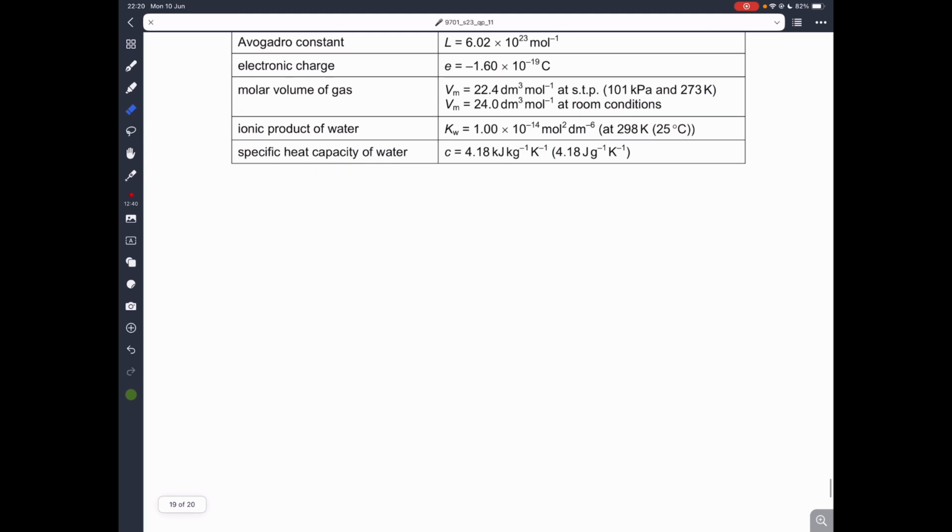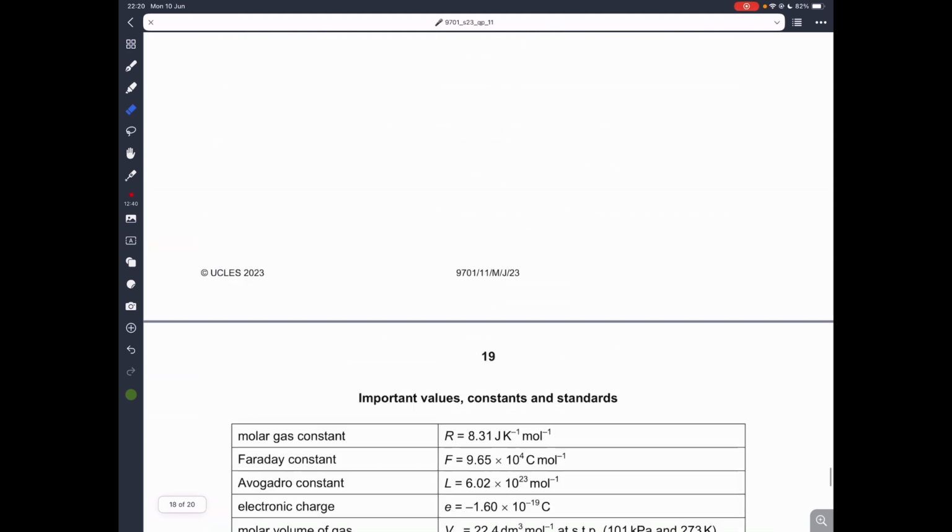This is the end of the paper. There's a periodic table at the back provided to you with the molar constant and stuff.